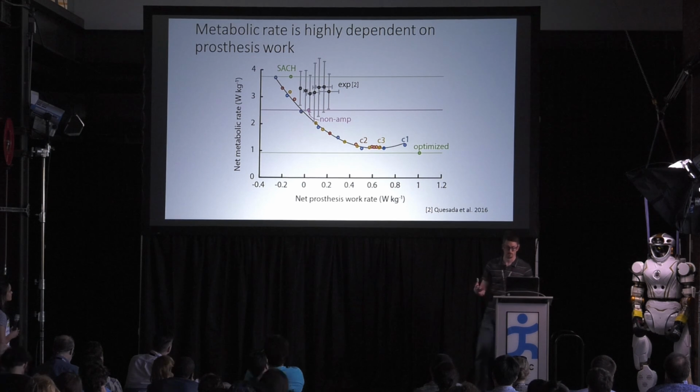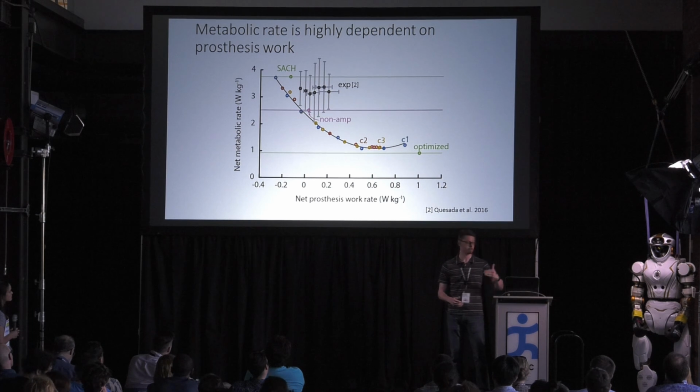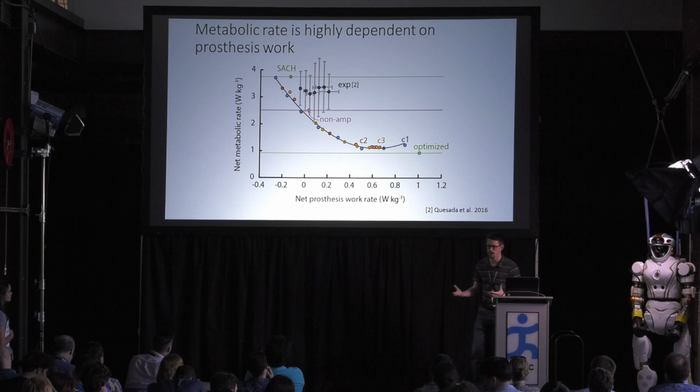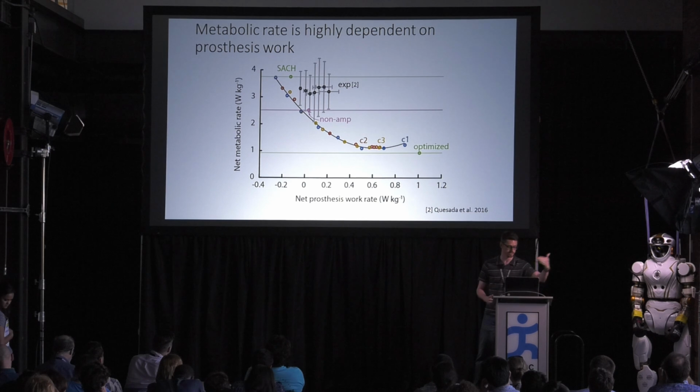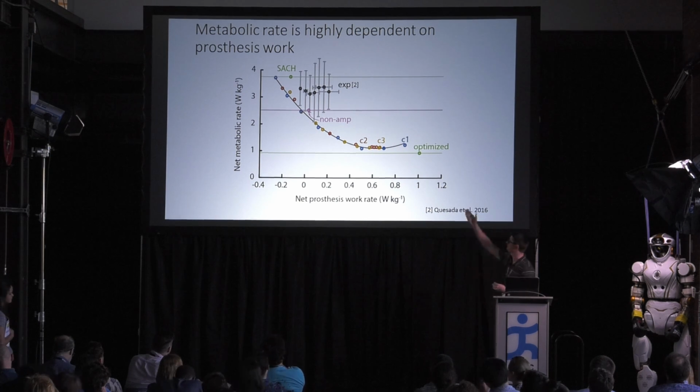Now, our simulation predicts that with this benefit, we should be able to beat a non-amputee. But obviously we don't see that in reality. We're at best just reducing it from a passive, say, SACH foot. I mean, we look at the experimental data and we're still well above the non-amputee.